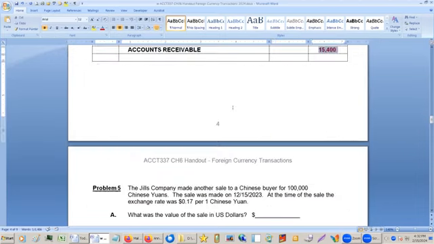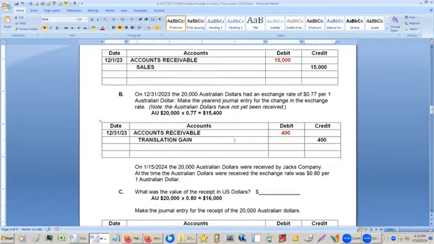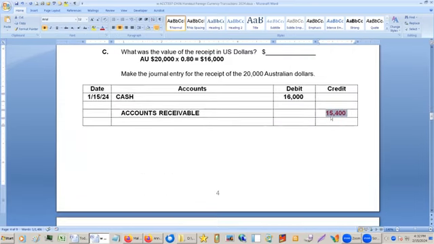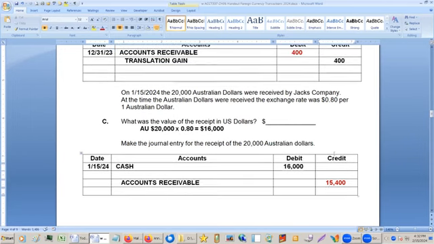So we're taking off what we have on the books for the accounts receivable. We had the 15,000 originally. We had another 400 added to it, and we still don't balance. What do we need? Translation gain, 600. So translation gain of 600.